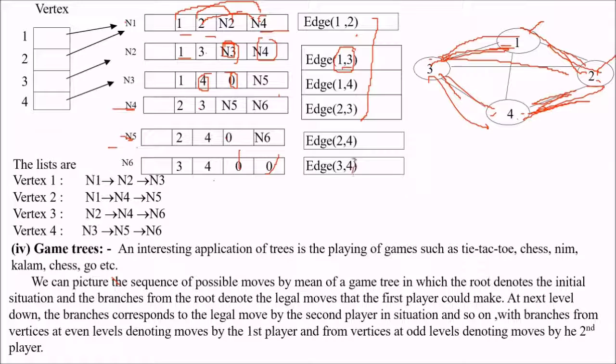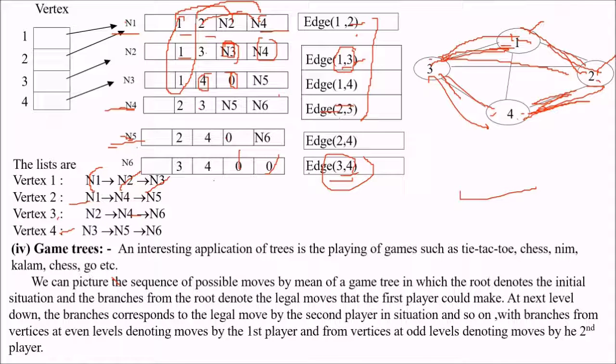So vertex 1 is N1, N2, N3, because we have edge 1 here. And vertex 2 will be N1, N4, N5. You can very well find it from here also, and here also. Vertex 2, you can find it, 2, 2, 2. So that will be N1, N4, and N5. Where is 3? 3, 3, 3. So that is N2, N4, N6. 4, 4, 4, 4. That is N3, N5, and N6. So this is how we make the adjacency multi-list.